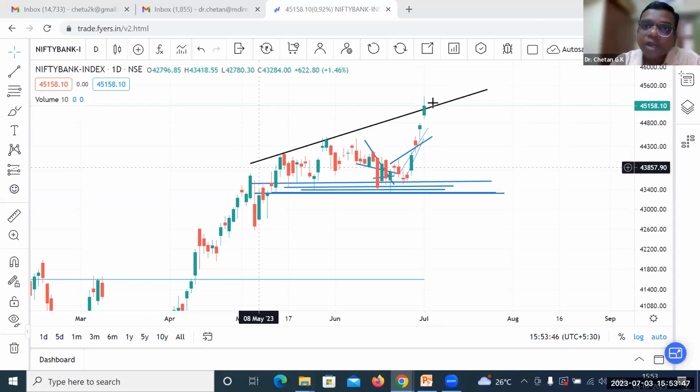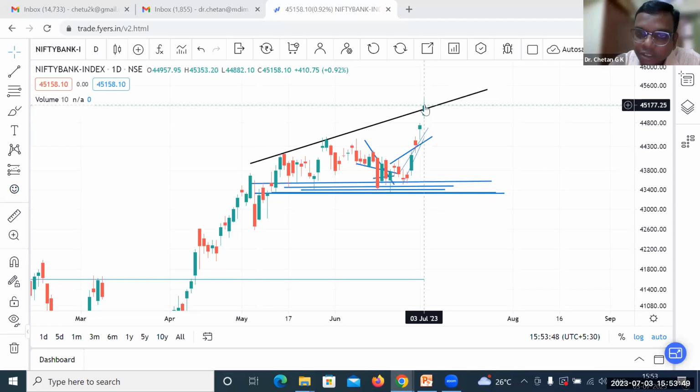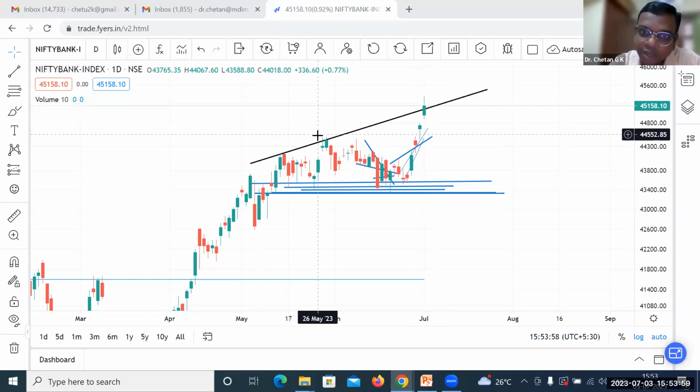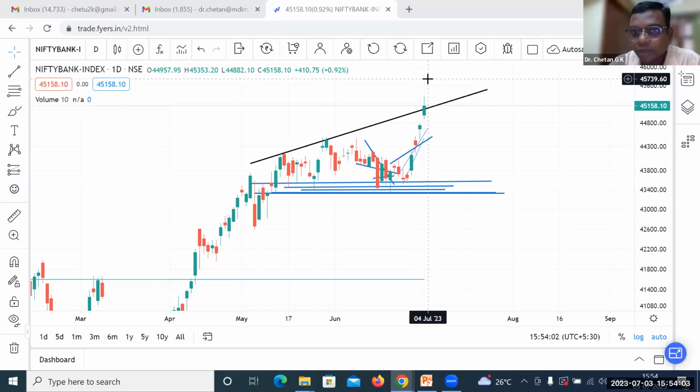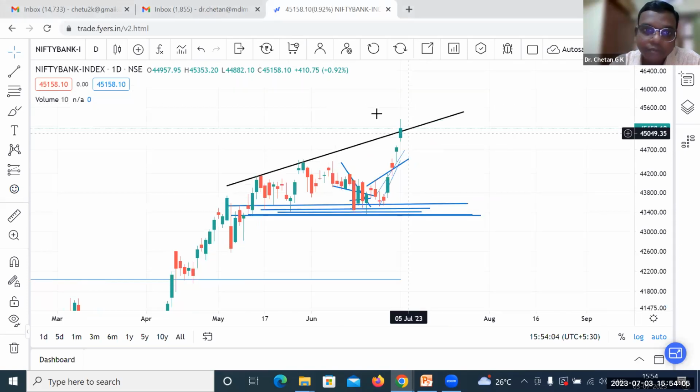So I'm thinking that the market, since it has closed above this, there may be a chance that if the market goes beyond this, and as long as it is trading above this trend line, it is going to be highly bullish. That is what I can say based on what we already learned with respect to the trend line.